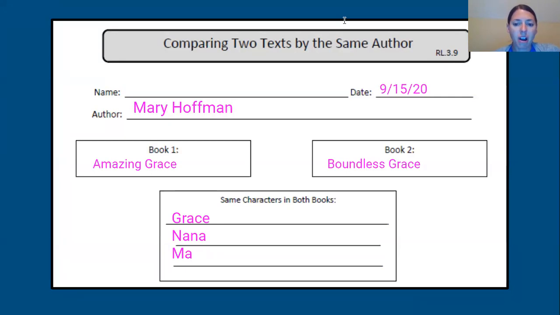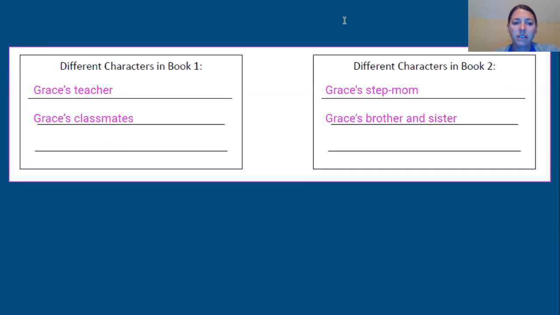Our author was Mary Hoffman. The first book was Amazing Grace. The second book was Boundless Grace. You're going to fill in some of the same characters in both texts, Grace, Nana, and Ma. Then you're going to fill in different characters from book one in book two. So we're going to compare their similarities and differences.